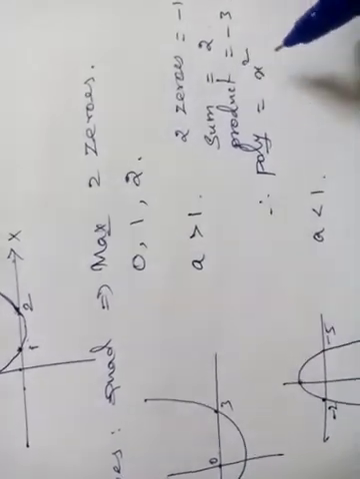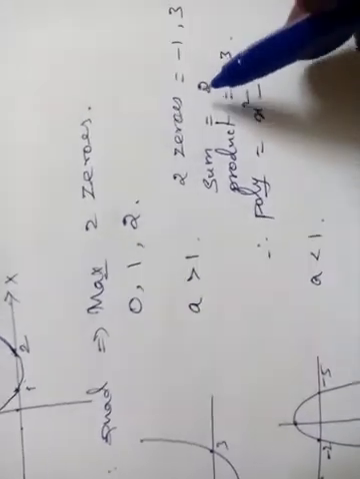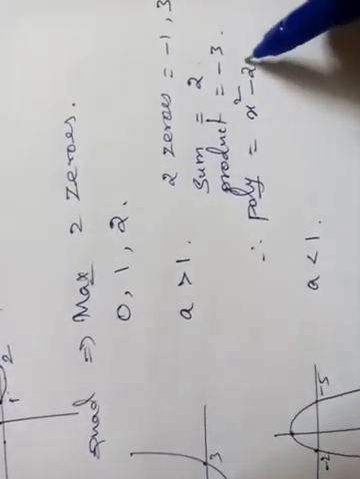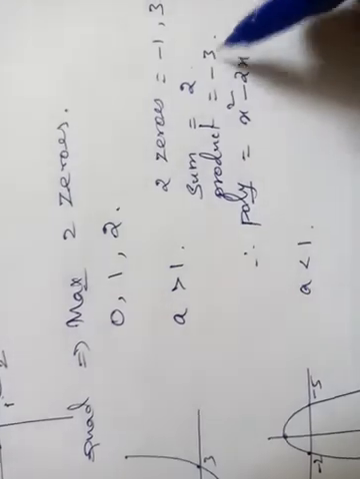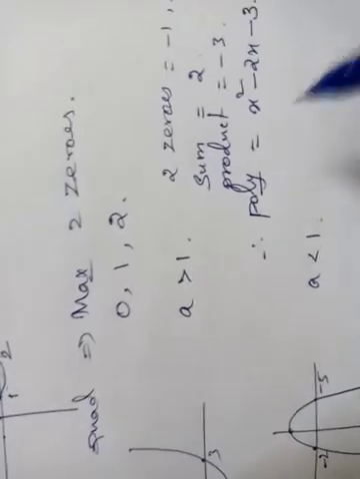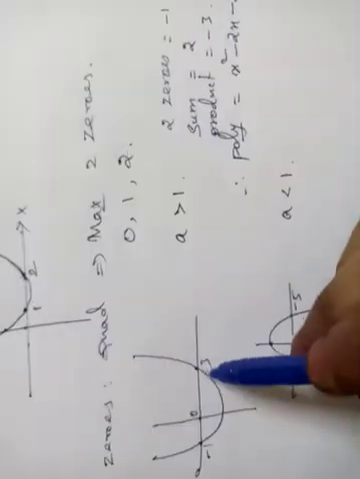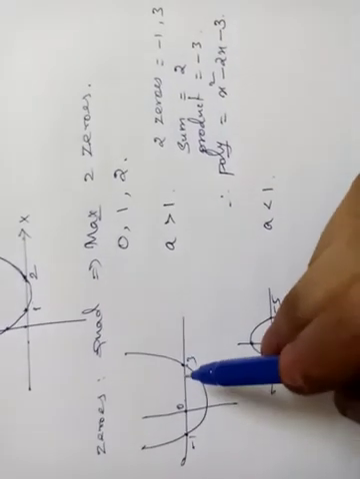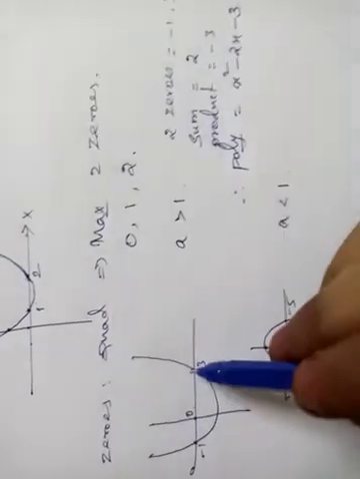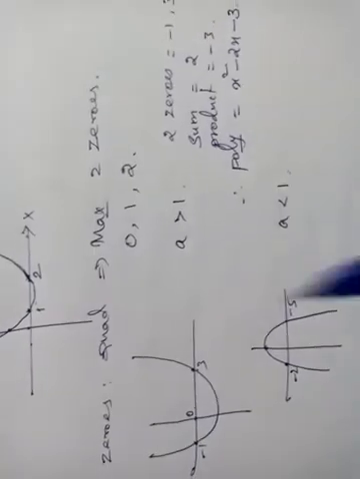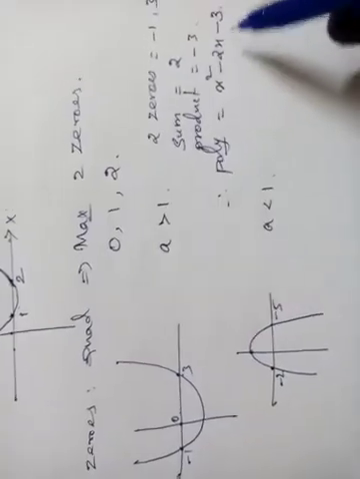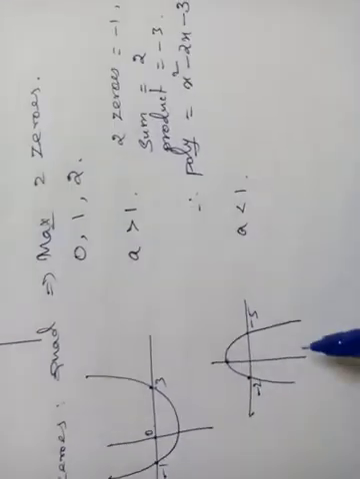x square minus sum of the zeros, that is 2x, plus product of the zeros. Product of the zeros is -3. So x square minus 2x minus 3. This is the quadratic polynomial. That is, the polynomial equation for this graph is x square minus 2x minus 3. Like this, find for this one.